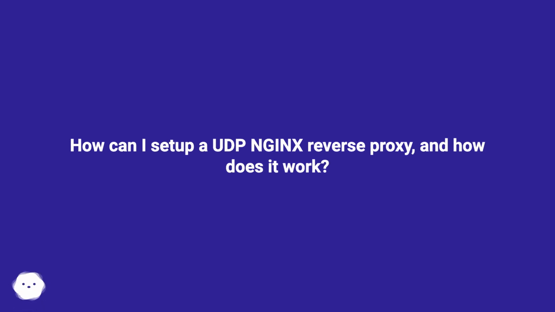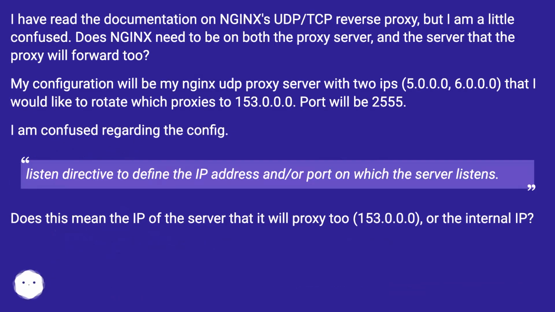How can I set up a UDP NGINX reverse proxy, and how does it work? I have read the documentation on NGINX's UDP/TCP reverse proxy, but I am a little confused. Does NGINX need to be on both the proxy server and the server that the proxy will forward to?